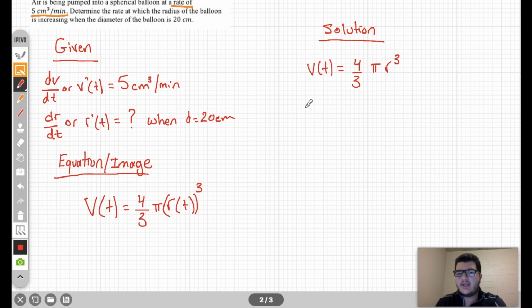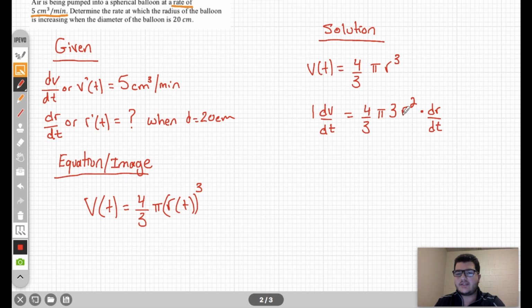Taking the derivative, what's the derivative of V(t)? Well, this is just 1 times the chain, dV/dt, or V', is equal to 4/3 pi, which is a constant. We're going to take the derivative of r cubed with respect to time. That's going to bring down the 3, keep this function the same, decrease the power by 1, and keep the chain, which is r', or dr/dt. So now that I've taken this derivative, I have a variable dV/dt, which is given. I have it over here, it's 5.